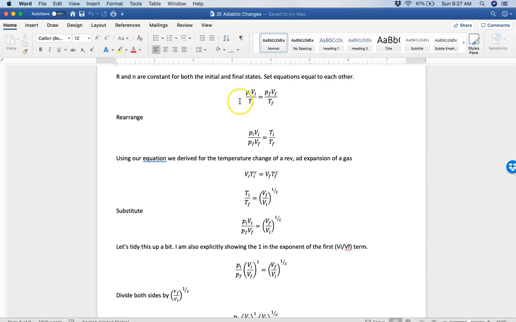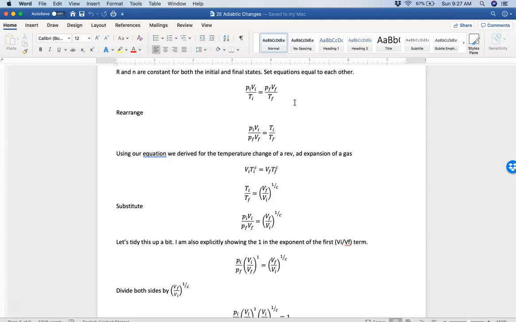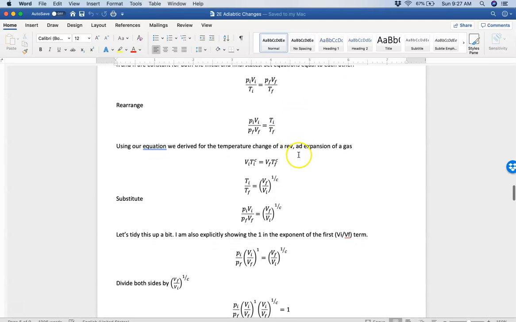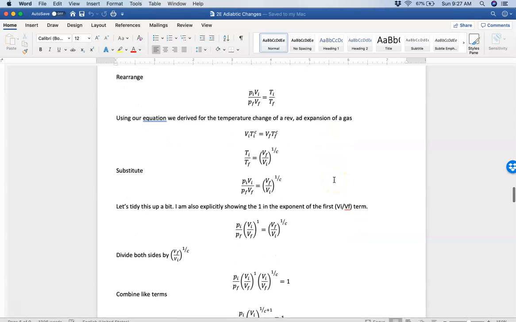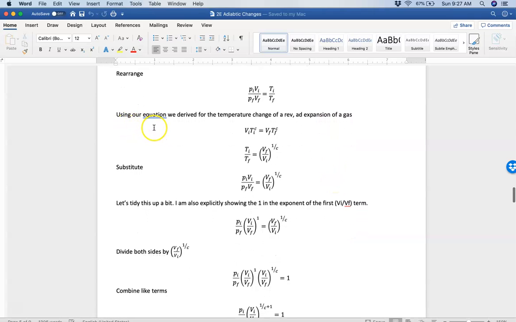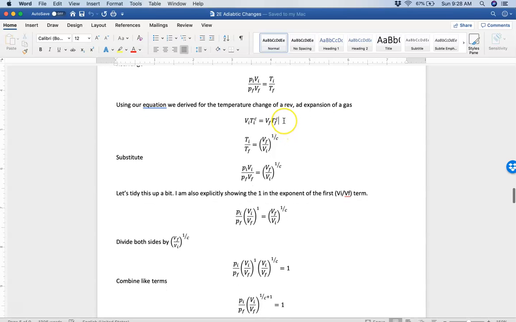So Pi Vi over Ti equals Pf Vf over Tf. This is basically Gen Chem 1. We've all seen this before, but with rearrangement we end up with this equation, and now we have a ratio between Vi and Vf and Ti and Tf. So what we can do here is reach back to what we did in the last video, where we derived the equation of the temperature change of an adiabatic expansion, or specifically a reversible adiabatic expansion. So what we have here is the equation that we derived in our last video lecture.